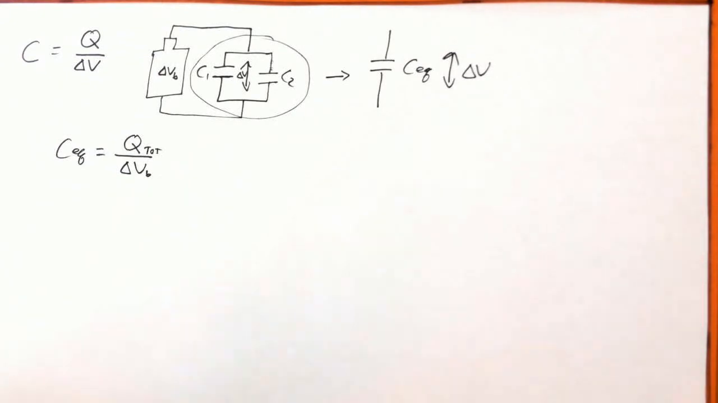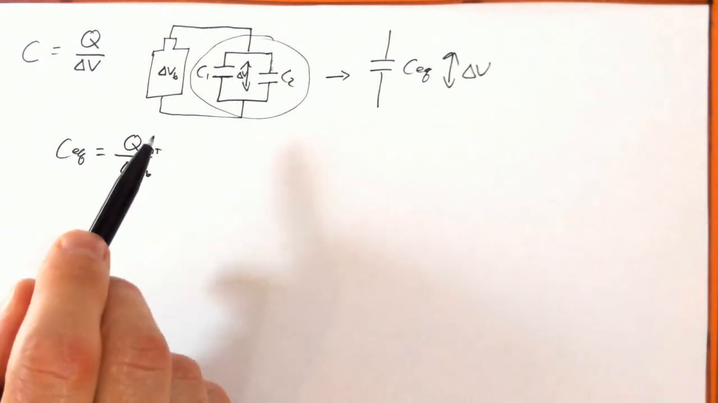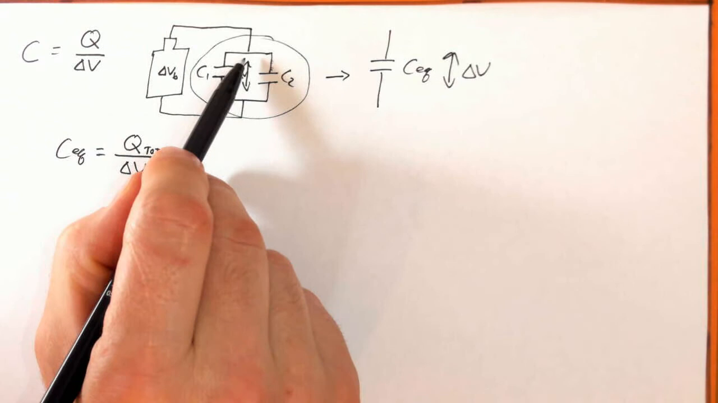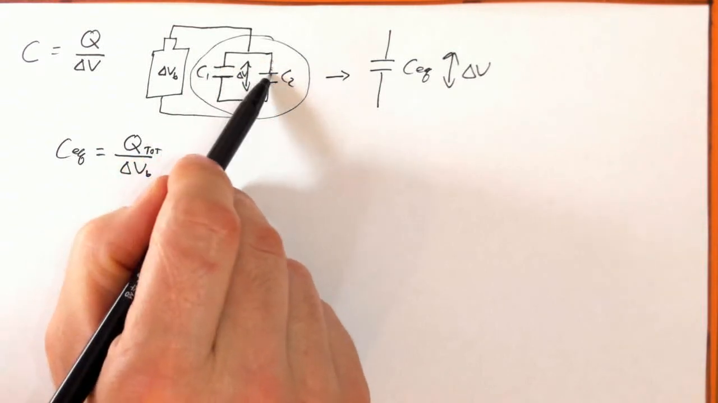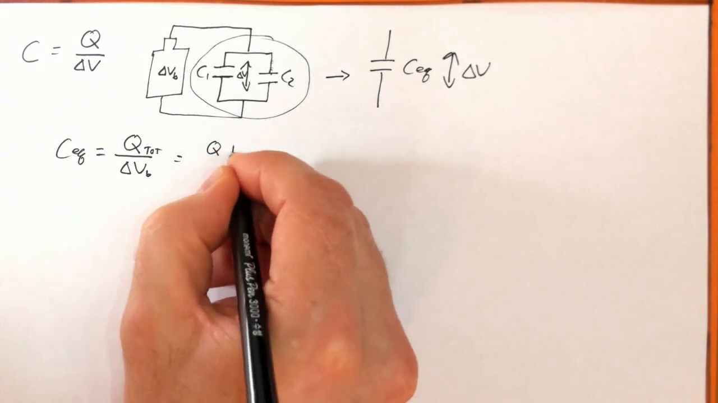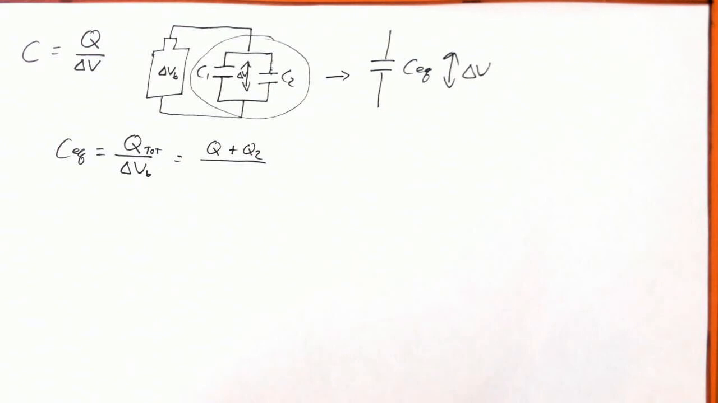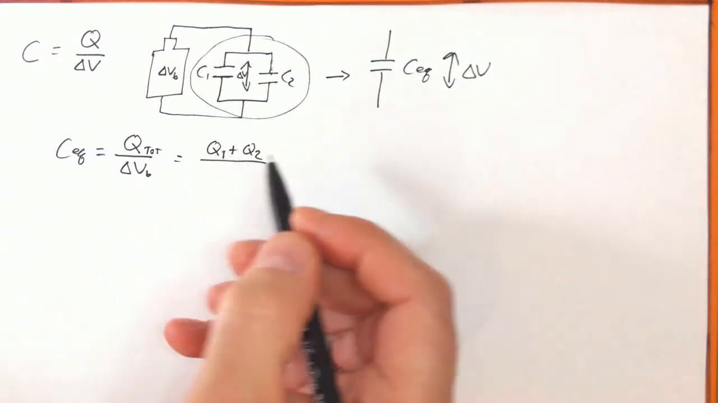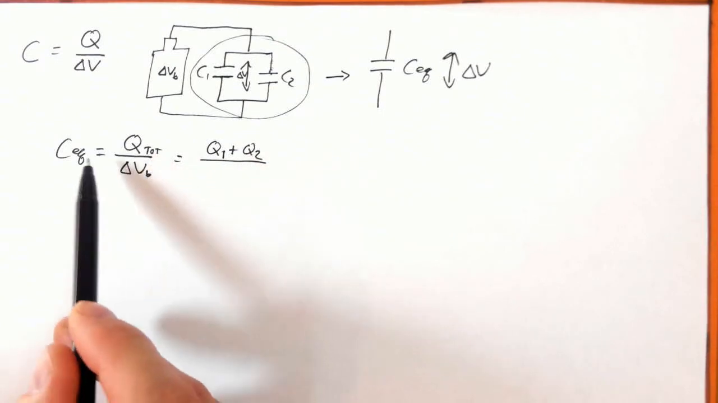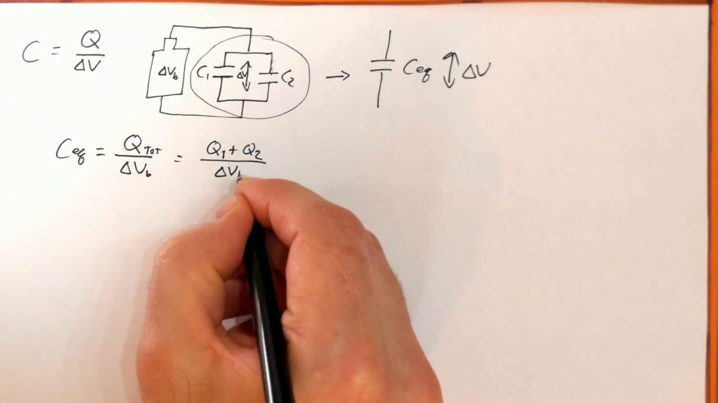Now our goal is to try and see, do we know much about these? Well, one thing I do know is that the amount of charge pushed by this battery had to end up on this plate and this plate. And so if I say the total is going to be Q1 plus Q2, whatever they are, I don't know what they are individually, but I do know that together the sum equals the total that was pushed by the battery. Okay, so I can divide that by delta VB.